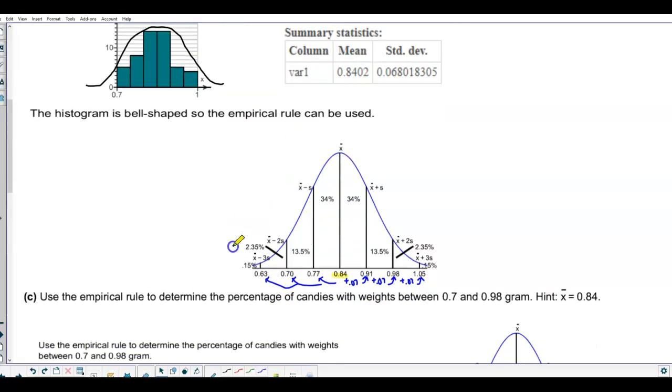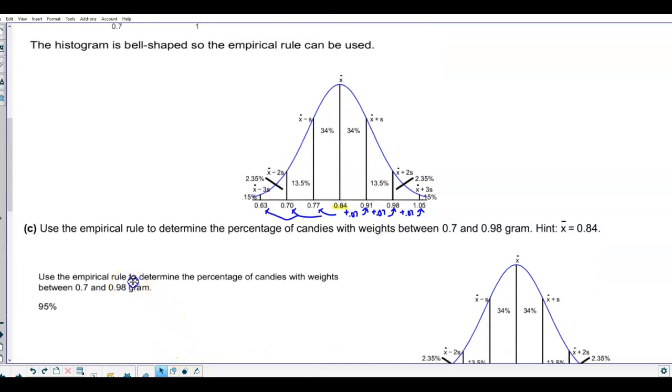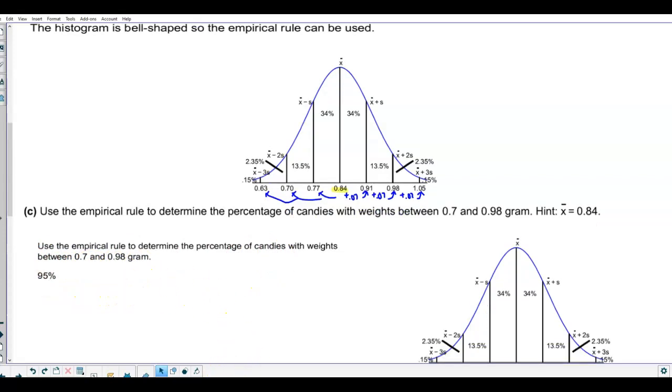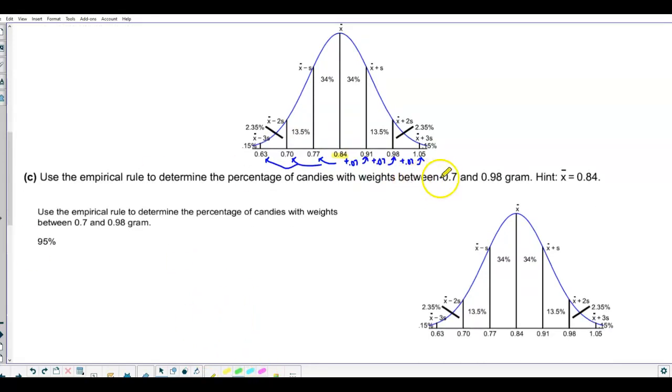So now, using the empirical rule to determine the percentage of candies with weights between 0.7 and 0.98 grams, we know that the mean again is 0.84. So we want to use the empirical rule to determine the percentage of candies with weights between 0.7 and 0.98. So let's go ahead and find this information.